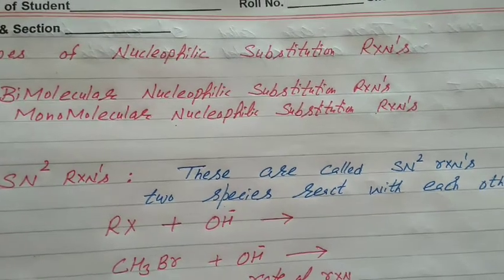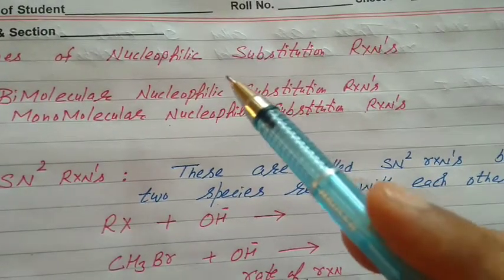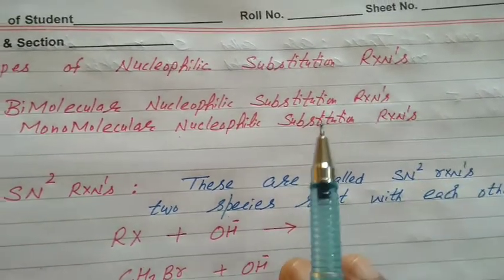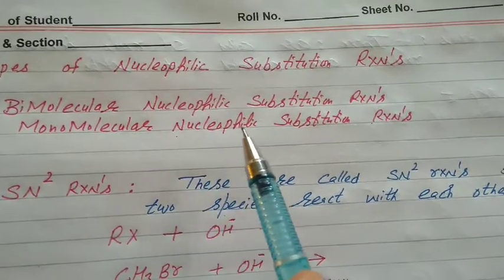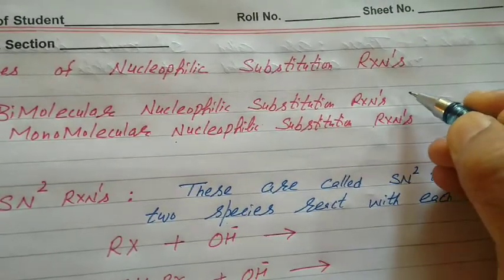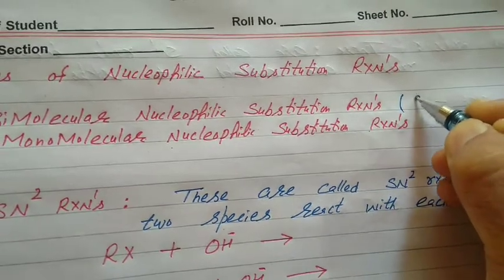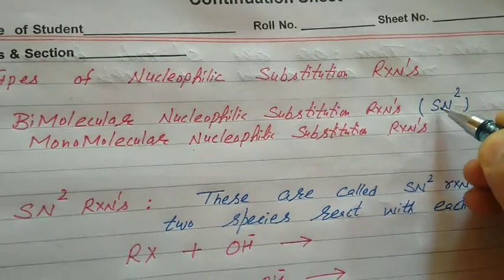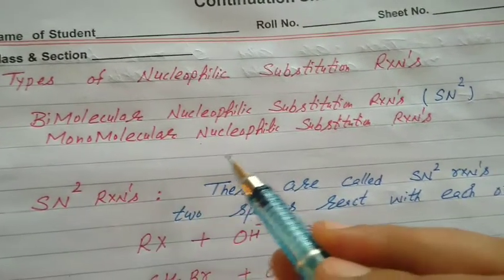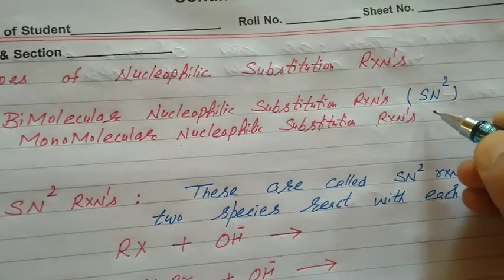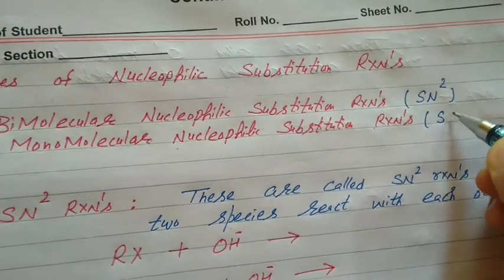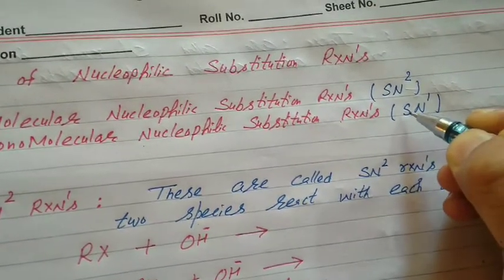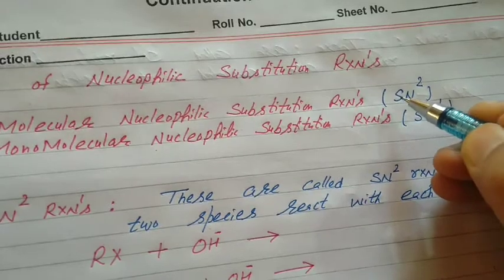Hello students, today in this session we will discuss types of nucleophilic substitution reactions. The first one is bimolecular nucleophilic substitution reactions, that is SN2 reactions. Second, monomolecular nucleophilic substitution reactions, SN1 reactions.